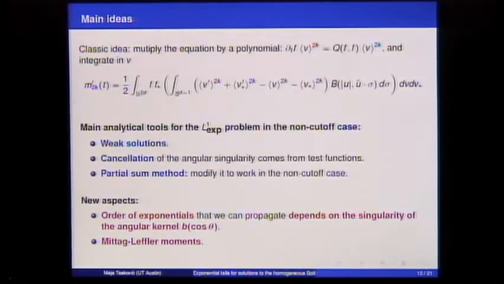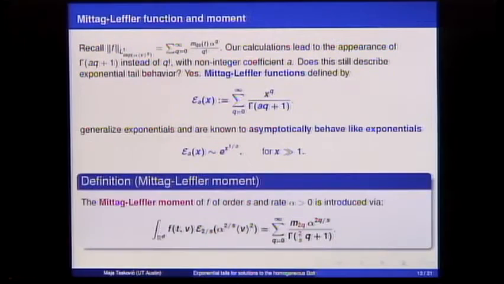I'm not going to say much about this, but what are the new aspects? The new aspect of our result is that the order of exponential we can propagate depends on the singularity of the kernel. That was not the case in the Grad cutoff. Another novelty is that we use Mittag-Leffler moments. I just want to say briefly what those are.